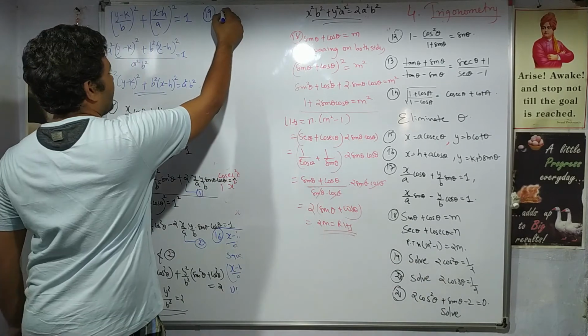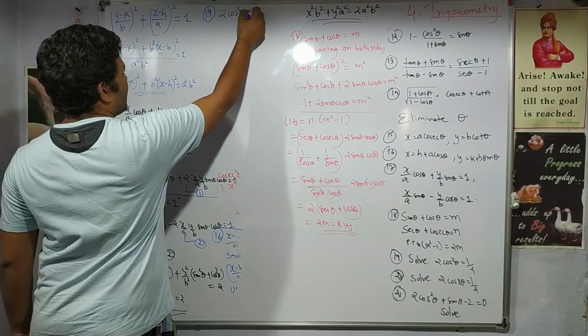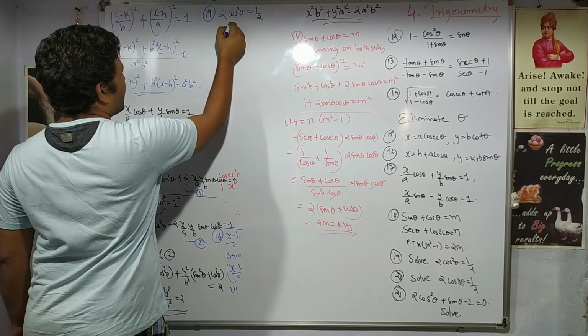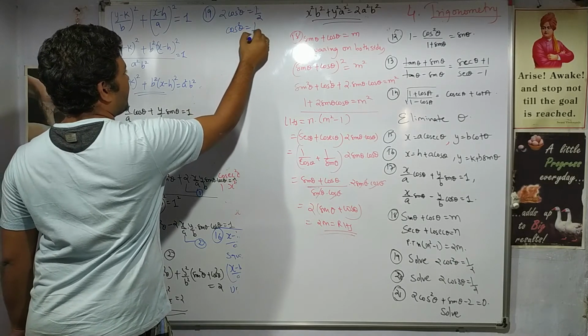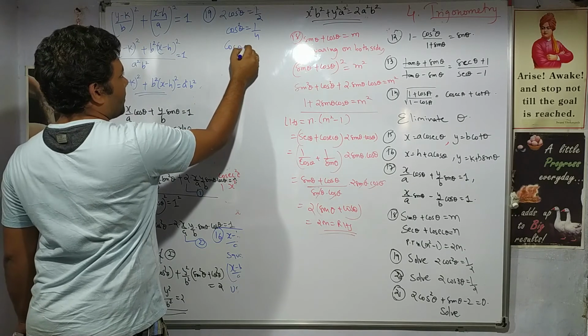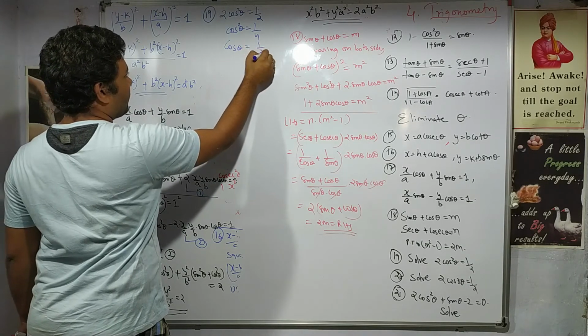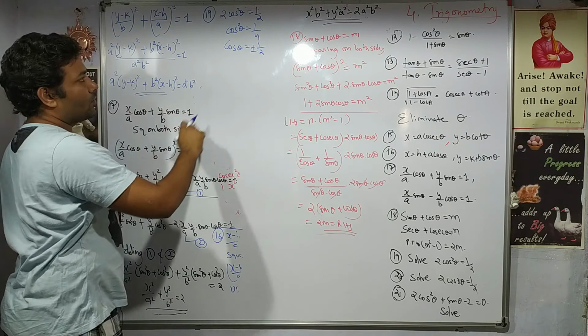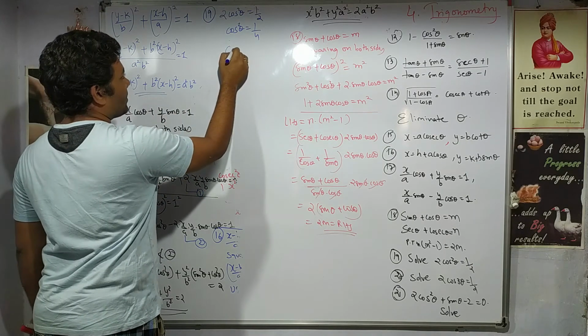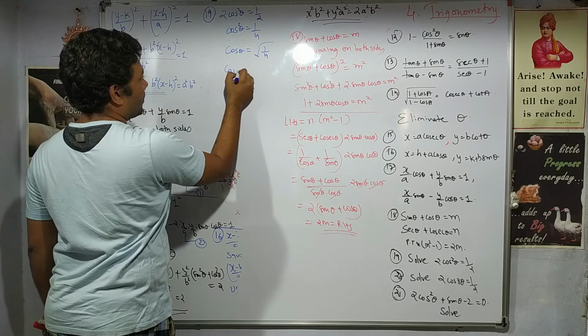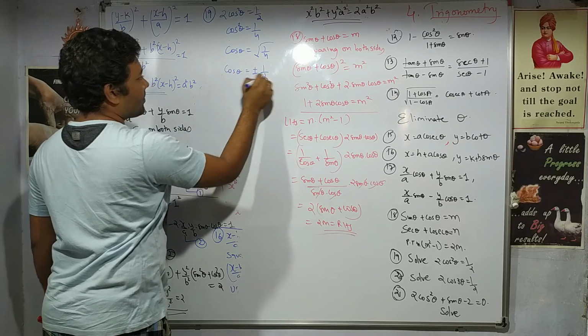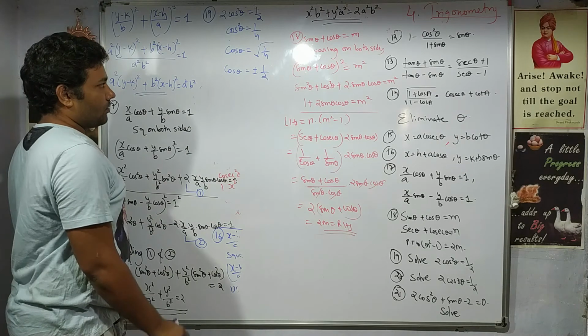So let us try. 2 cos square theta is 1 by 2. If we shift 2 to the other side, cos square theta will be 1 by 4. Taking the square root, it will become 1 by 2. Let me write down the steps. It will be square root of 1 by 4. When you remove the square root, it becomes plus or minus 1 by 2.